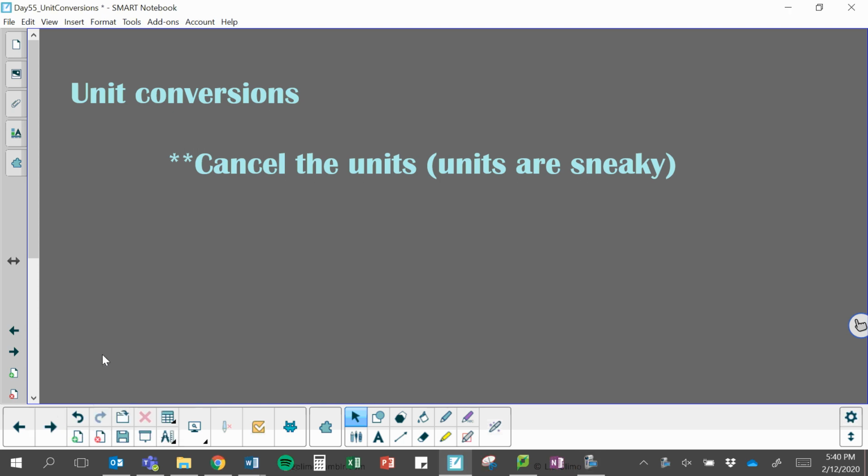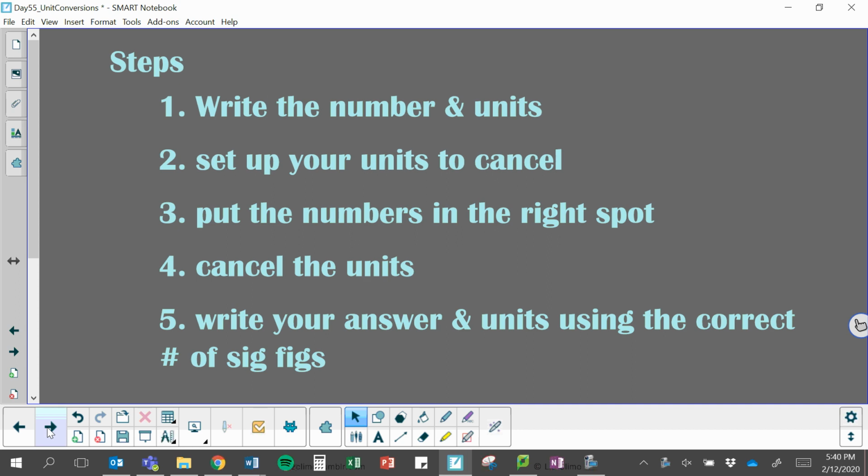Okay guys, I'm going to go over how to do unit conversions. Just a note, make sure that we're canceling our units, because our units can be sneaky. So these are the steps. You can write them down, and we're going to go through them as we go through some problems.